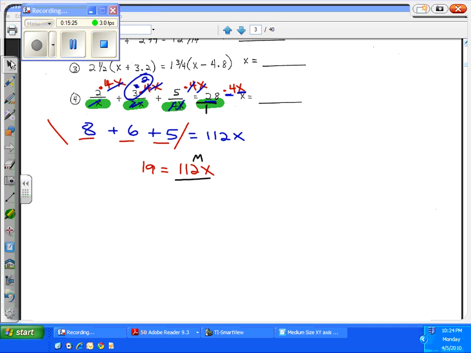Now we're going to undo multiplication by division. We get x is equal to 19/112ths, which will not reduce. 19 is prime. And so that is the answer written as a fraction in simplest form. Any questions on number 4?